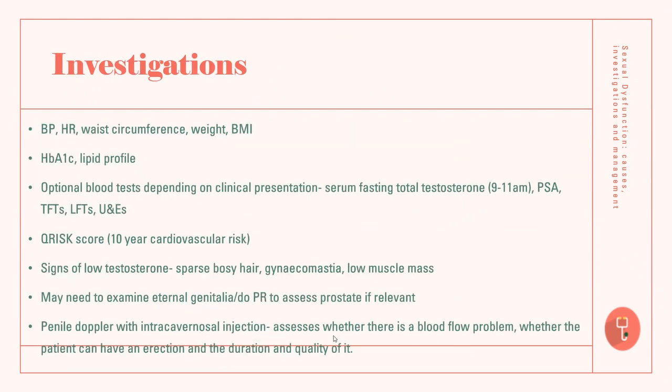Okay, so our investigations. So always just good to get some basic observations like a blood pressure, a heart rate, a waist circumference, a weight, a BMI, blood tests. So the main ones for our cardiovascular risks are an HbA1c and a lipid profile, because you could have, say, a 45-year-old man presenting with erectile dysfunction who says he's completely fit and well, but actually he's not been to a GP in 10 years, and turns out he's got type 2 diabetes, hypercholesterolemia, and high blood pressure. So always good just to do all of these tests just to rule out those causes.